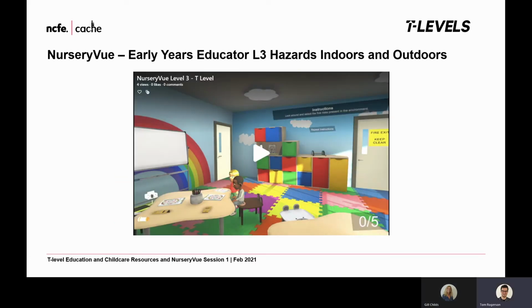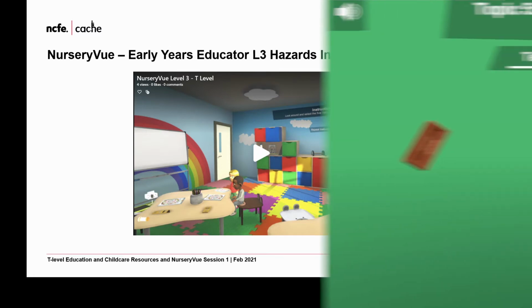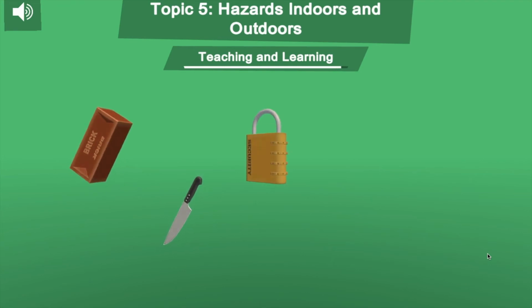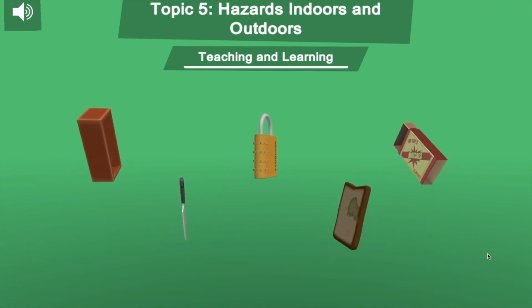In this video, we're looking at topic 5, which is hazards indoors and outdoors for level 3. And it gives the student an interactive view of what it looks like to manage and mitigate any potential risks and hazards in the setting. The interactive nature of this exercise means that it helps students when it comes to creating risk assessments and designing their own classroom layout. So let's have a quick look at this exercise. Physical, personal, security, food, and fire.